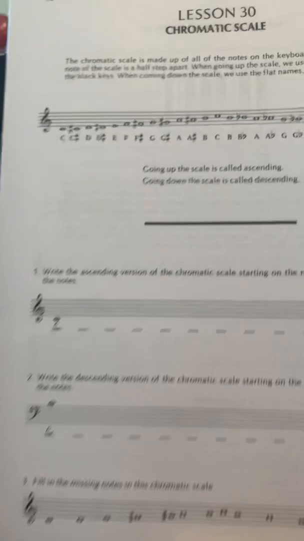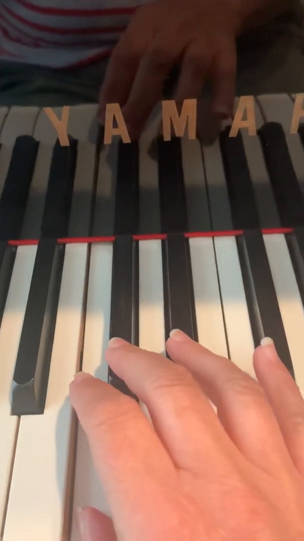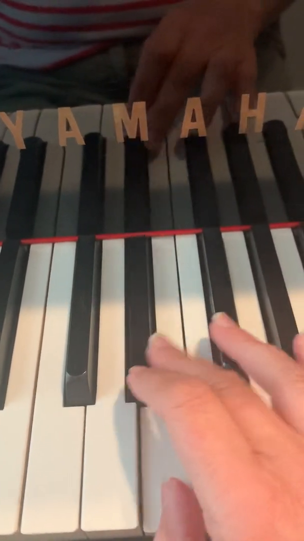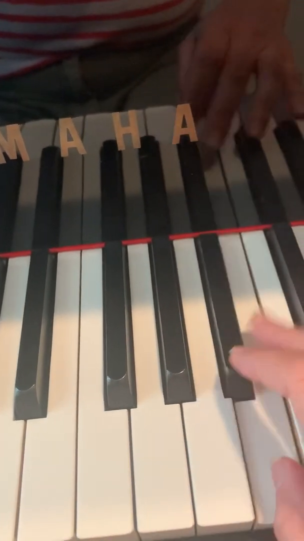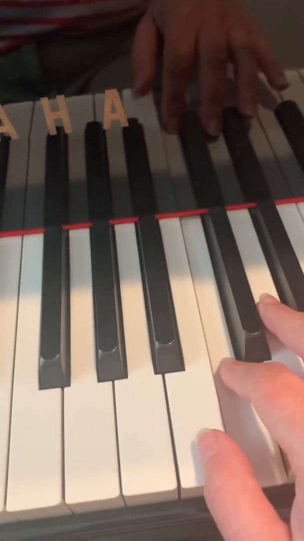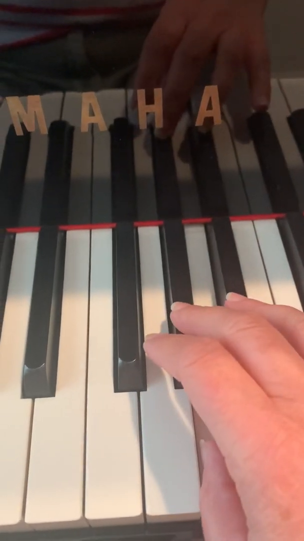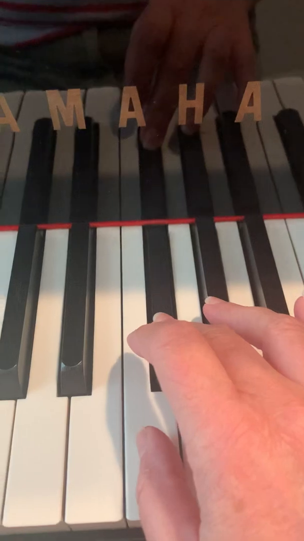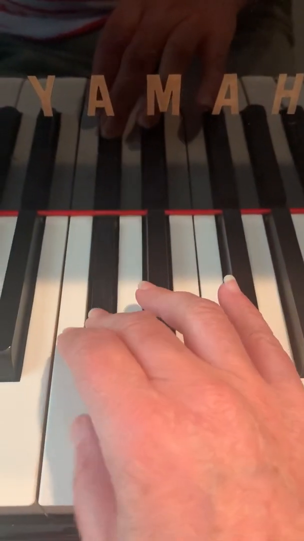Okay, so I'm going to play what that looks like for you on the piano. So we start with C, middle C, and we're going to go C, C sharp, D, D sharp, E, F, F sharp, G, G sharp, A, A sharp, B, C. Coming back down, C, B, B flat, A, A flat, G, G flat, F, E, E flat, D, D flat, C.